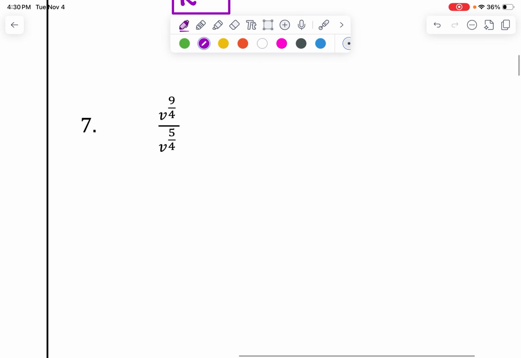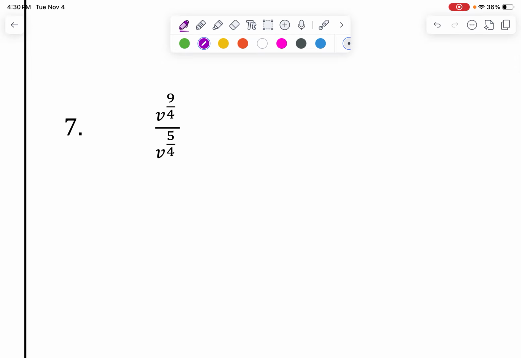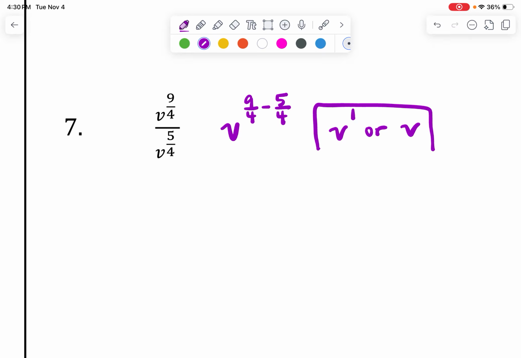Moving on. All right, this is another one that's checky fractions, but that's okay. Normally, I would do the reduction rule when I see a division problem, but in this case, I am going to use the subtraction rule, right? So when we divide, we subtract the exponents, right? So 9/4 minus 5/4. And if you do 9/4 minus 5/4, you get 4/4, right? Actually, no one's going to write that. So I'm just going to write v to the first power or just v. Right? I would take it written either way.